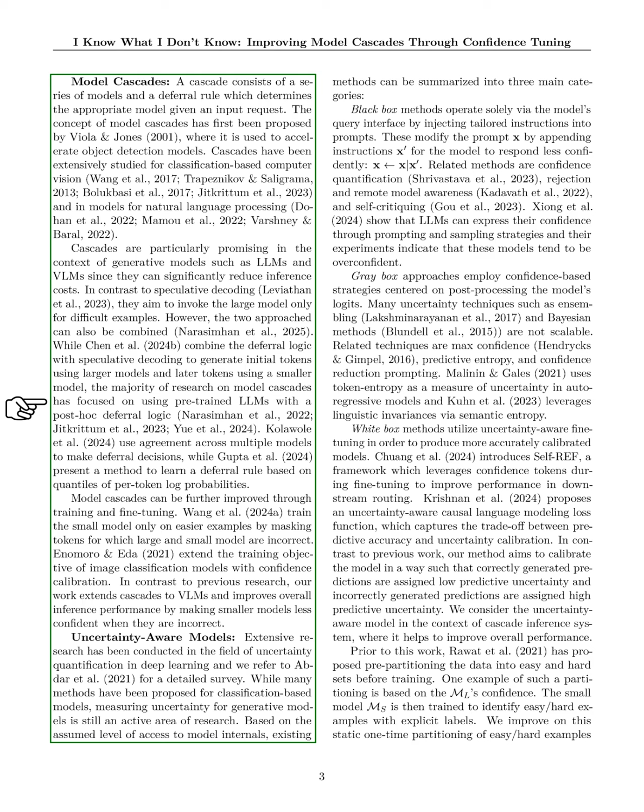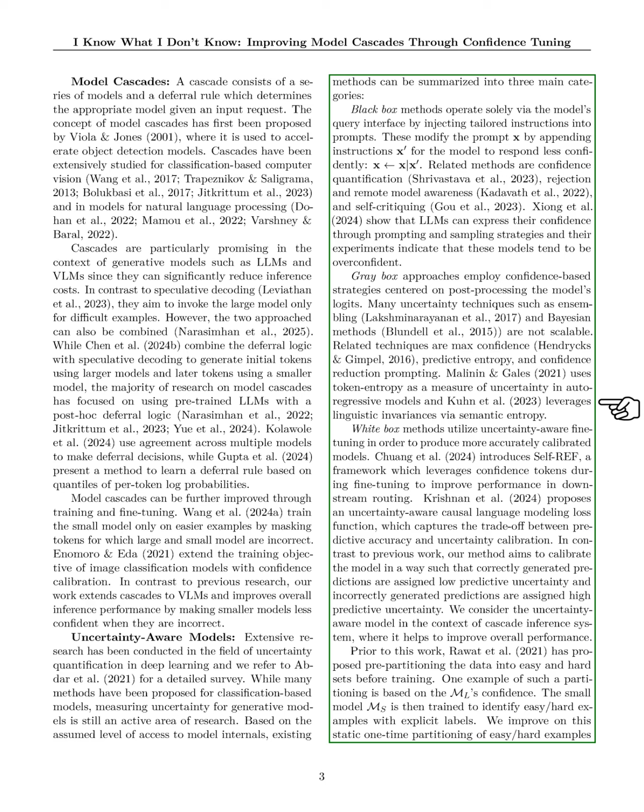mistakes. In the area of uncertainty-aware models, significant research has been conducted on quantifying uncertainty in deep learning. While many techniques exist for classification models, measuring uncertainty in generative models remains an ongoing challenge. We categorize existing methods into three types based on access to model internals. 1. Black box methods, which modify prompts to encourage less confident responses. 2. Gray box approaches, which focus on post-processing model outputs. 3. White box methods, which use fine-tuning to create better calibrated models.